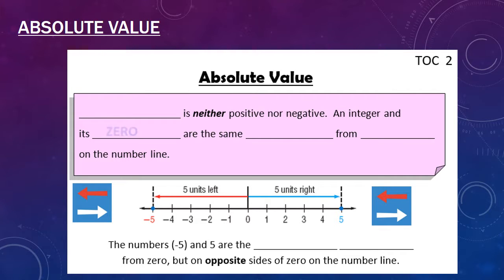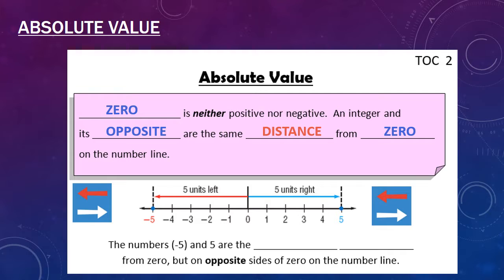So remember that 0 on the number line is neither positive nor negative. He's the neutral guy, the referee in the middle of the game who doesn't take sides. He is still an integer though. An integer and its opposite are the same distance from 0 on the number line. You should have talked about that in class with your teacher.